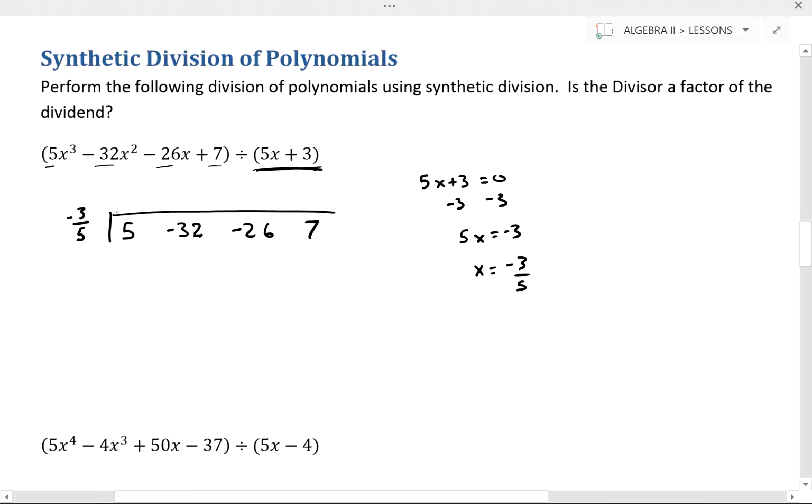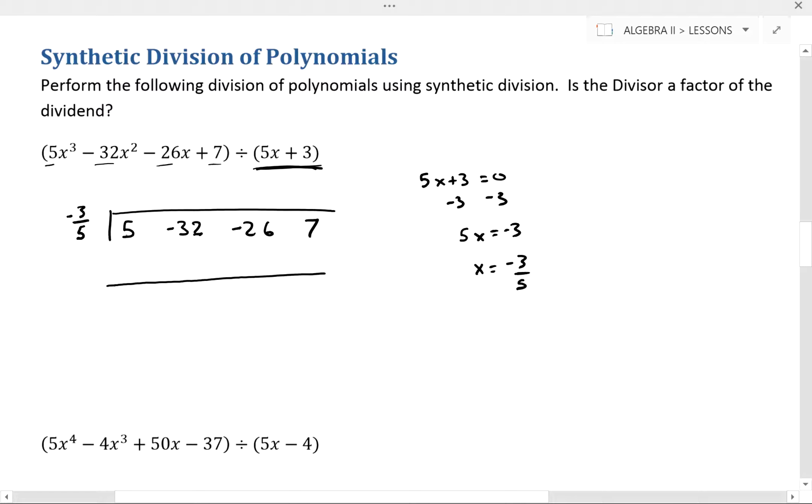So we've got our dividend set up underneath, and we've got the term from our divisor set up out front. What I'm now going to do is draw a line right here, leaving some space between the other numbers and that line. And the very first step is to take the very first term underneath the division symbol and drop it down underneath this line. That's what you're going to do every single time with synthetic division. That very first move is to take that first number and drop it down.